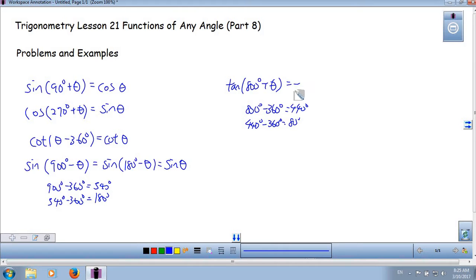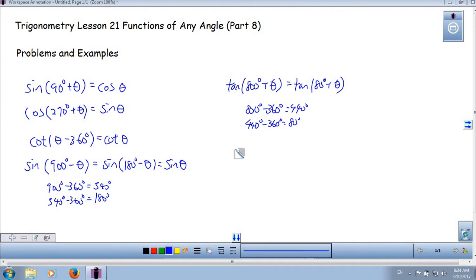So this is equal to tangent of 80 degrees plus theta. Well, 80 degrees is not part of our formulas per se, so how do we express this using theta only? Let's think about this. Tangent of 80 degrees plus theta is the simplest we can do right now. Let me take a look at this again.